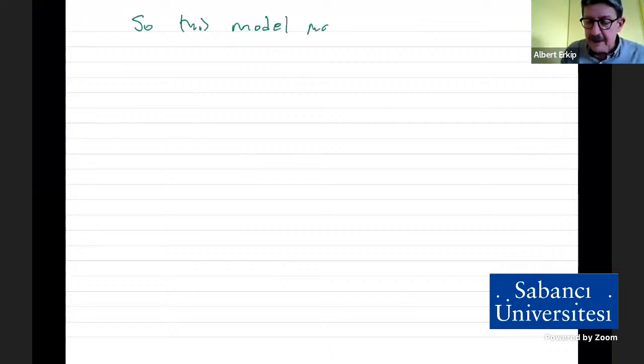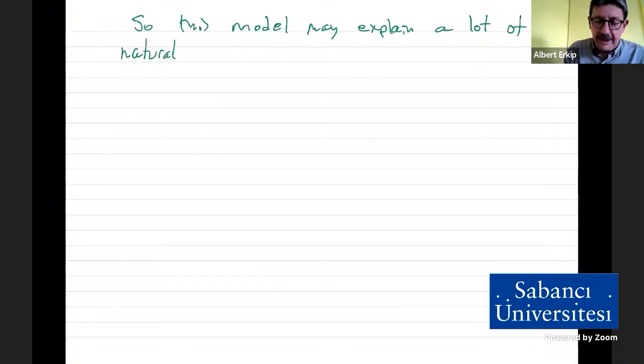So this model may explain a lot of natural phenomena in terms of two competing species or economy models and so on.